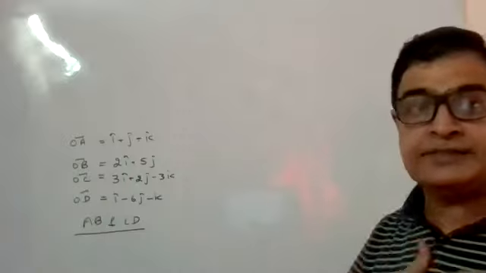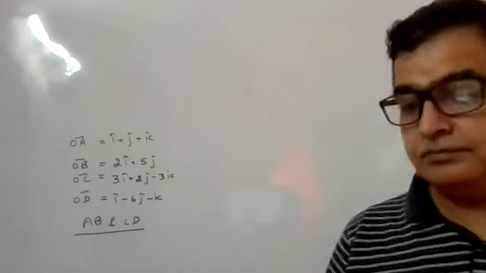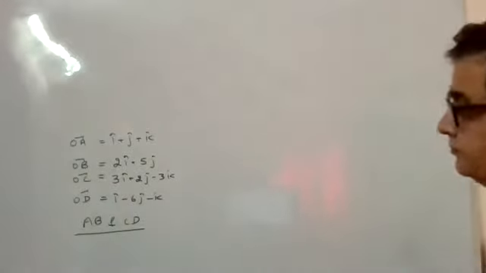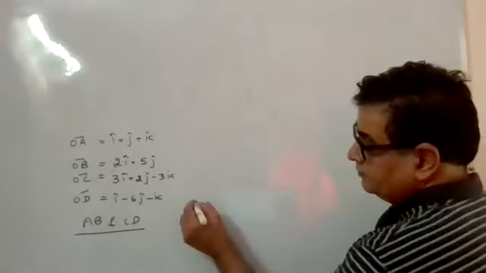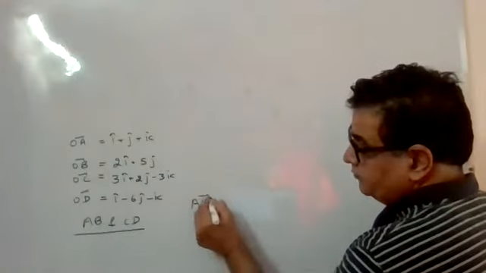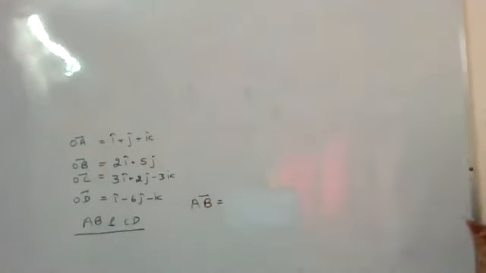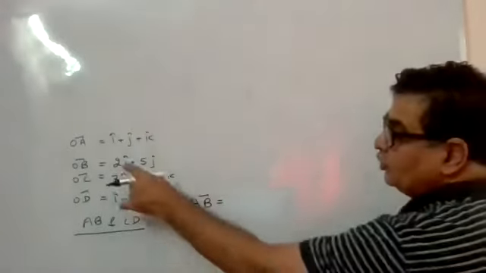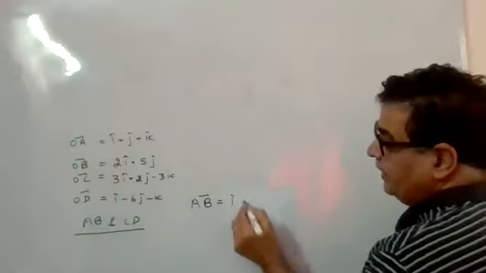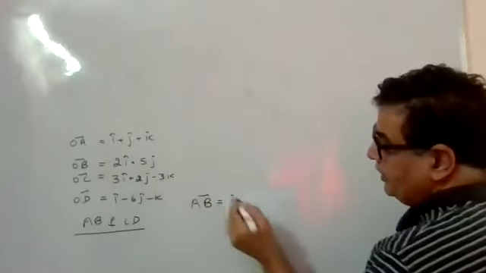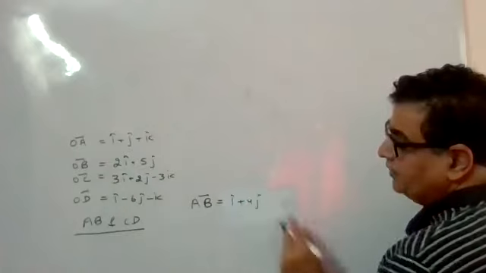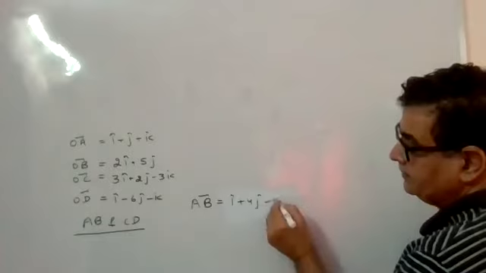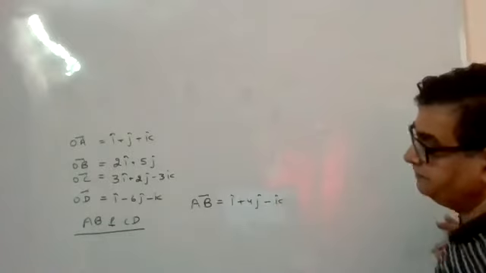Yes, what do we do in this case? How to do this question? First, we will write down what is AB vector. AB vector means position of B minus position of A. So 2i minus i, that will be i. 5j minus j will be plus 4j. And then minus k. This is your AB vector.